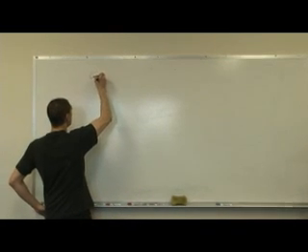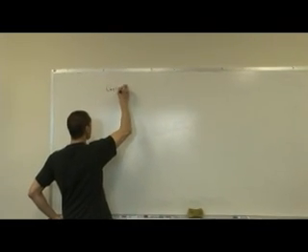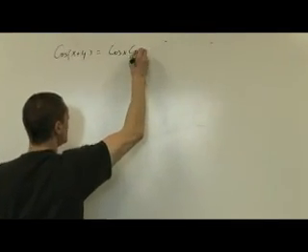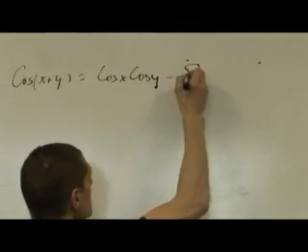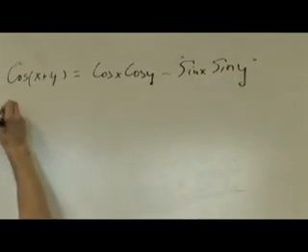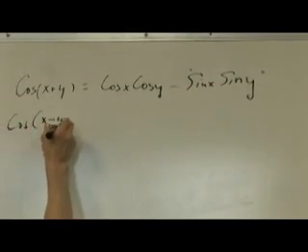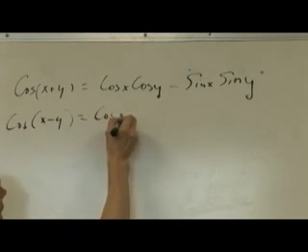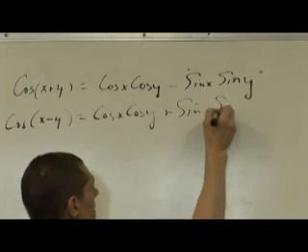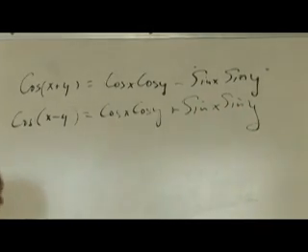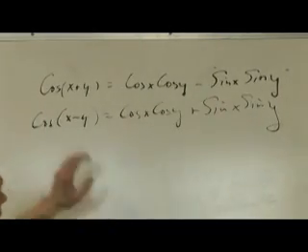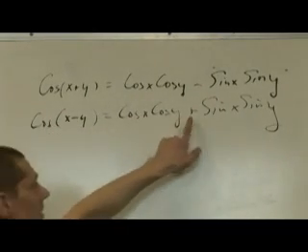Cosine of x plus y is equal to cosine x times cosine y minus sine x sine y. Cosine of x minus y is equal to cosine x times cosine y plus sine x sine y. So you'll notice that if you're adding angles in cosine, you end up subtracting. If you're subtracting angles in cosine, you're adding.